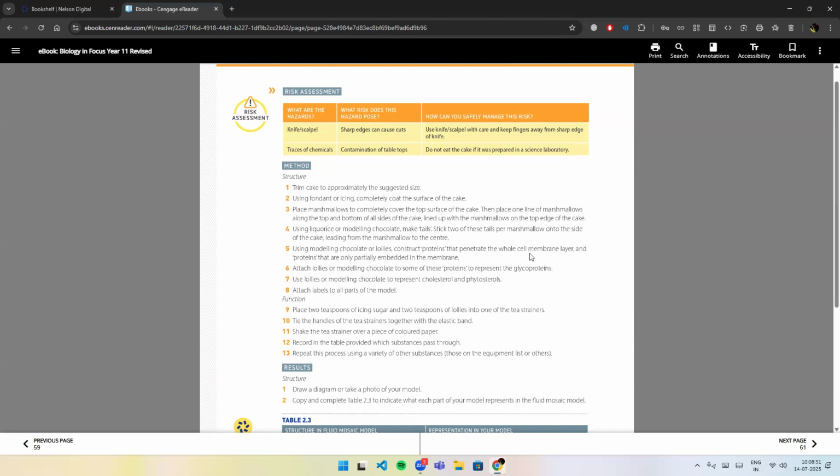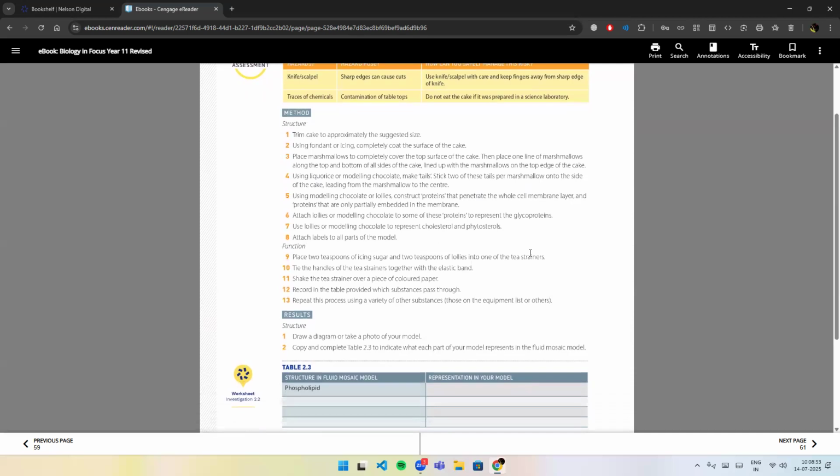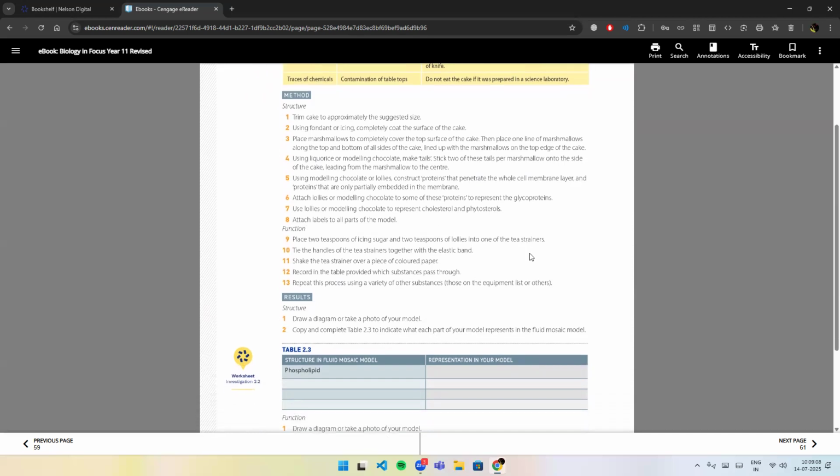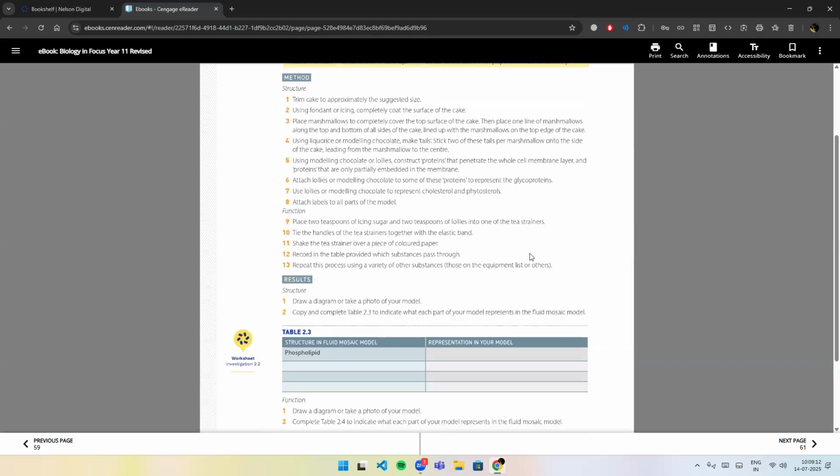Method. Structure. Trim the cake to approximately the suggested size. Using fondant or icing, completely coat the surface of the cake. Place marshmallows to completely cover the top surface of the cake. Then place one line of marshmallows along the top and bottom of all sides of the cake, lined up with the marshmallows on the top edge of the cake. Using licorice or modeling chocolate, make tails. Stick 2 of these tails per marshmallow on the side of the cake, leading from the marshmallow to the center.